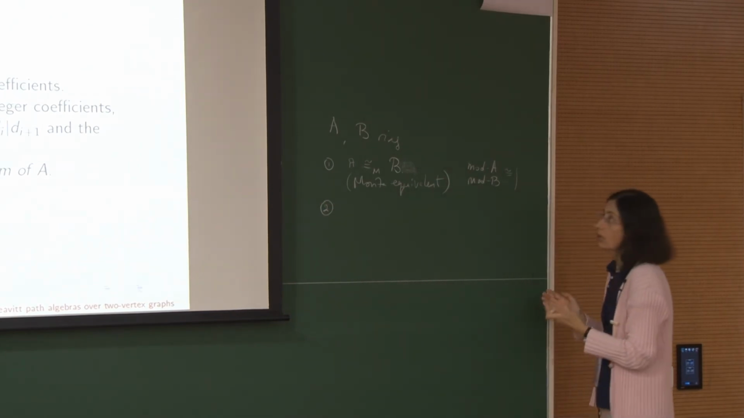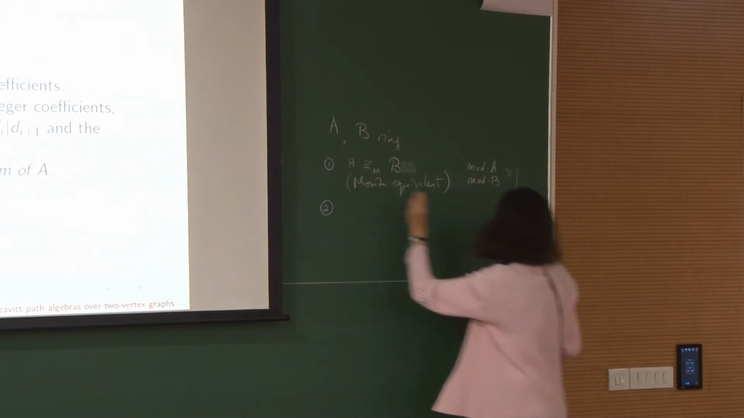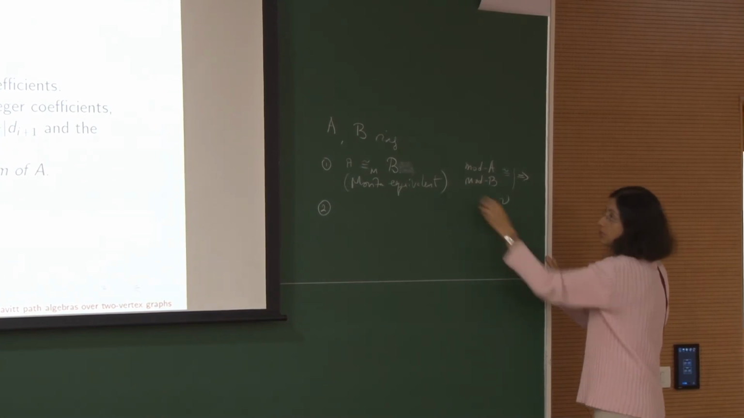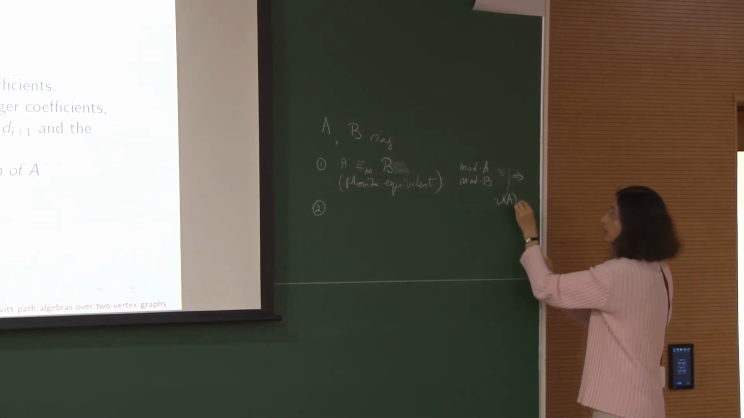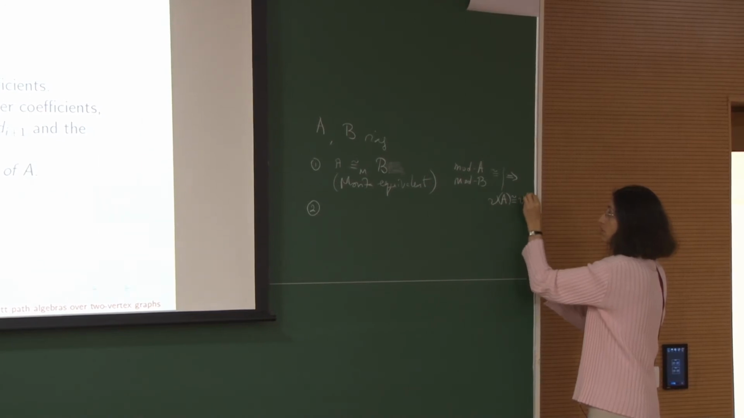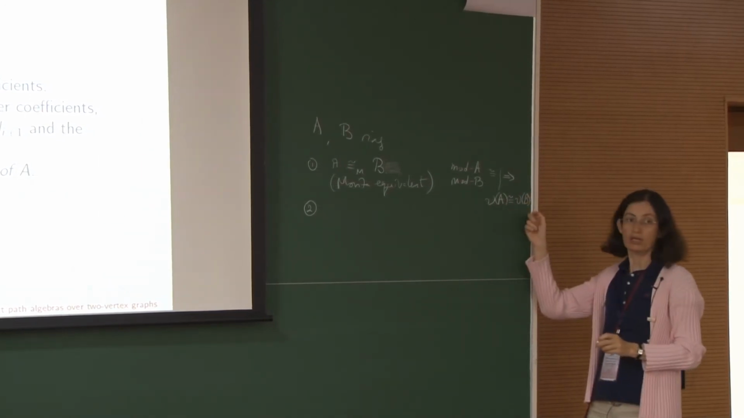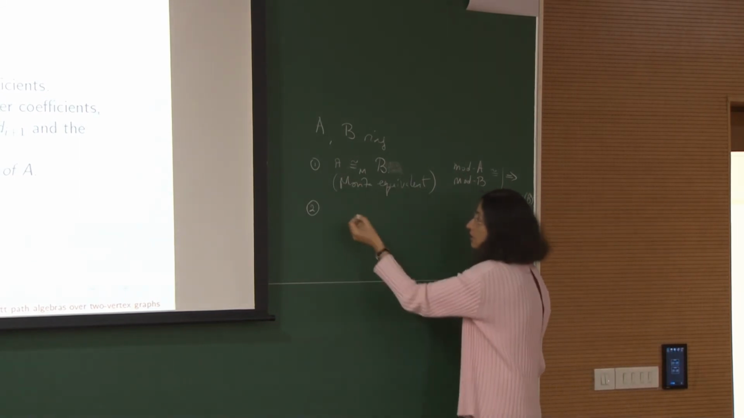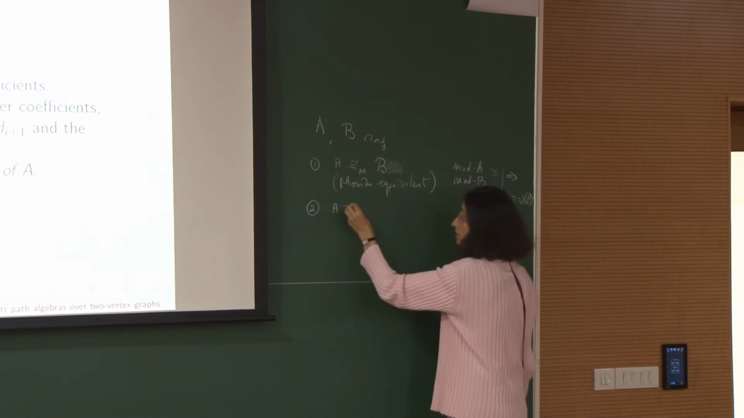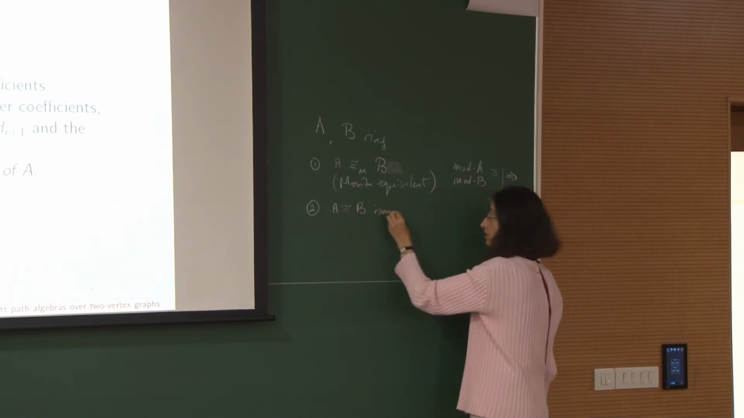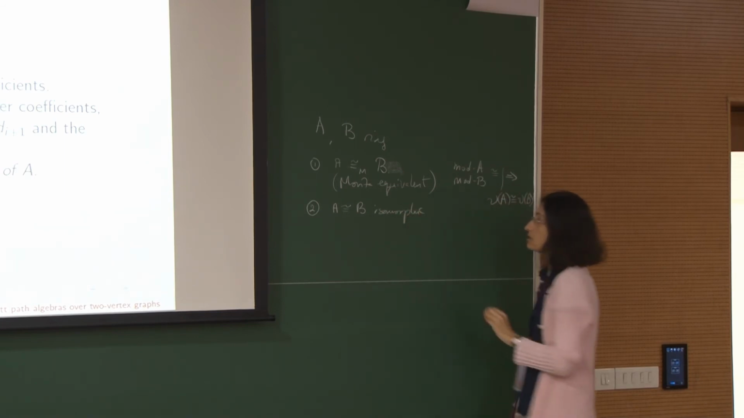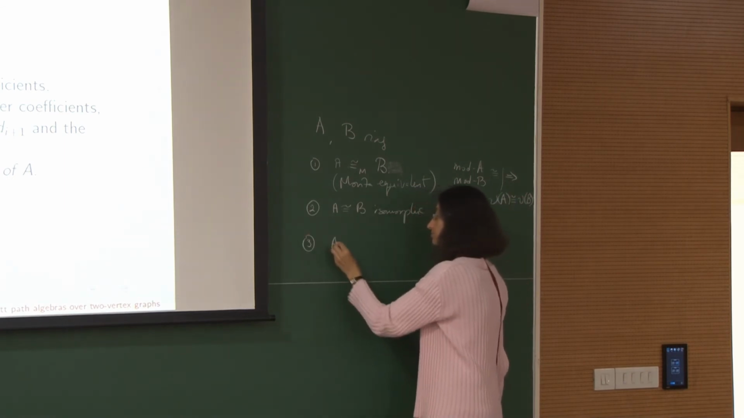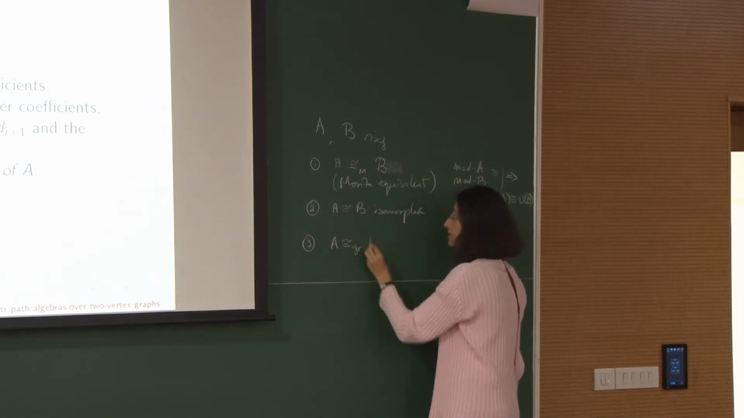Second question, as Professor Ara mentioned in the morning, this is the same thing. If these are Morita equivalent, then their monoids are going to be exactly the same. Another question, are they isomorphic? So I'm asking a stronger one. Third question, are they graded isomorphic?